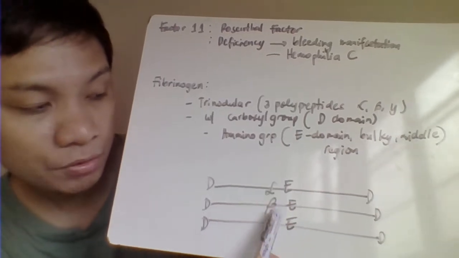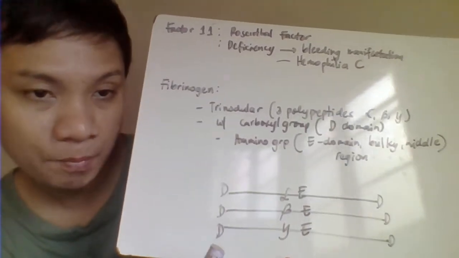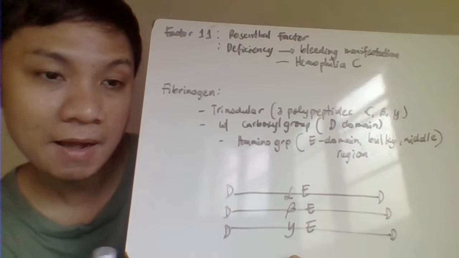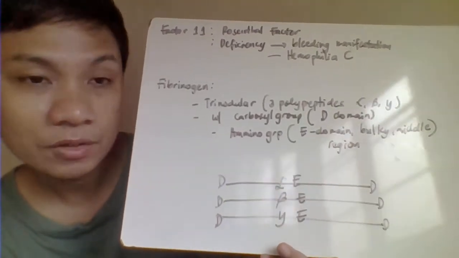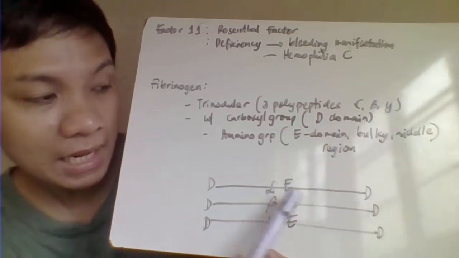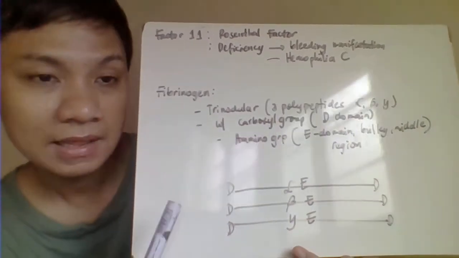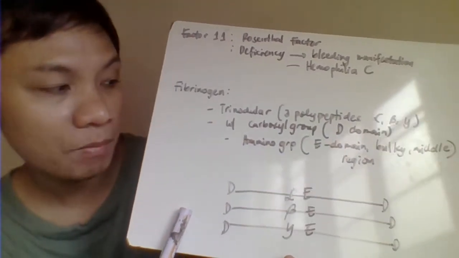And at the middle portion, we have here the amino group. And let's consider here the bulky area. And we designate that as your E domain. And terminal end naman, may mga D domain, which is considered here the carboxyl group.